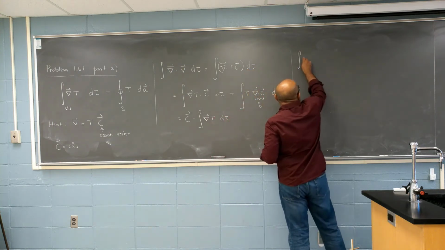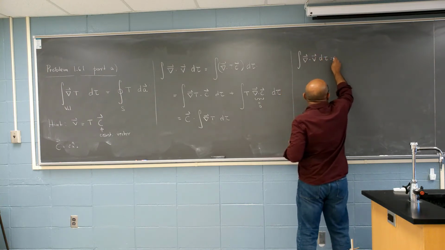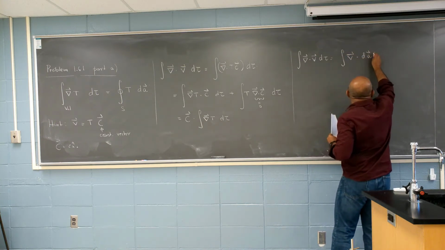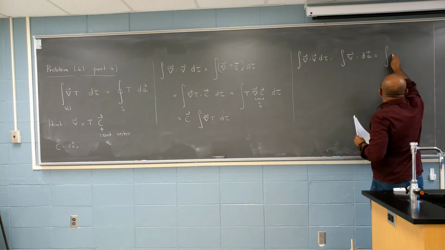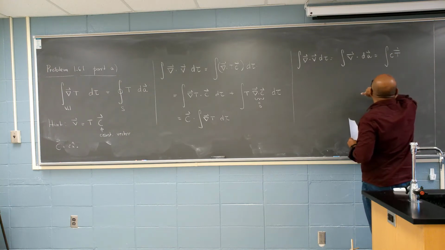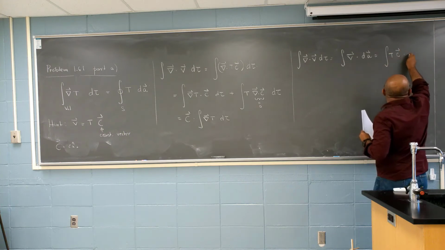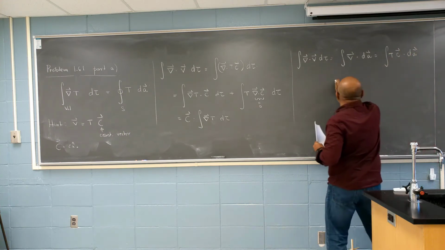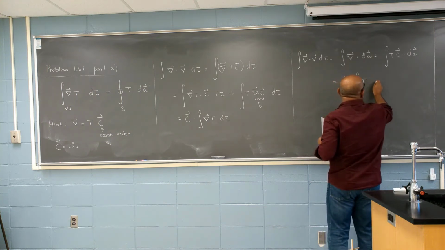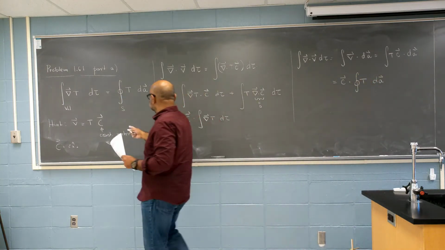divergence theorem. But what do you know about the divergence theorem? Divergence of V d tau equals what? V dot dA. And that's simple enough. That is T times C dot dA, that's equal to C dot T dA. This, of course, is the boundary, the surface.